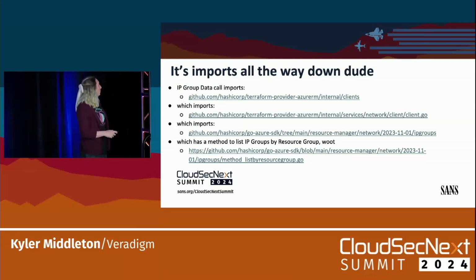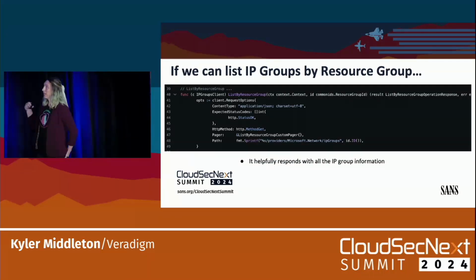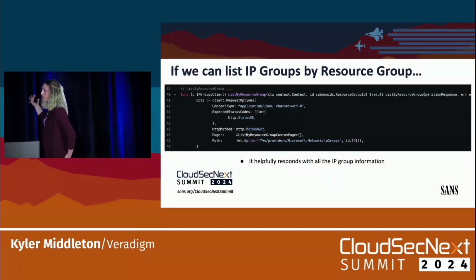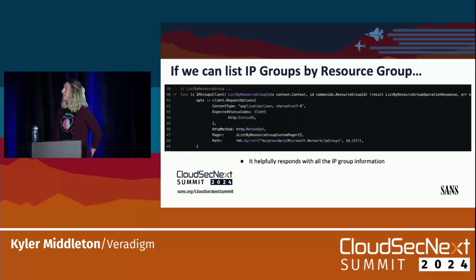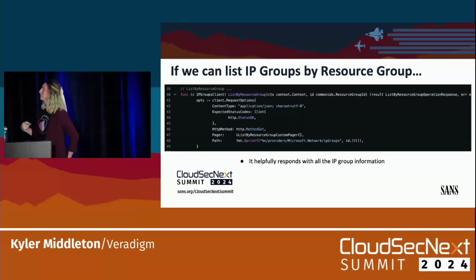But we did find one that can list IP groups by resource group. So the backend, the library that we're using, the basic SDK that underpins Go, can do this. So Terraform probably can. We can teach it how, because it already knows how, probably. I just have to learn how personally.